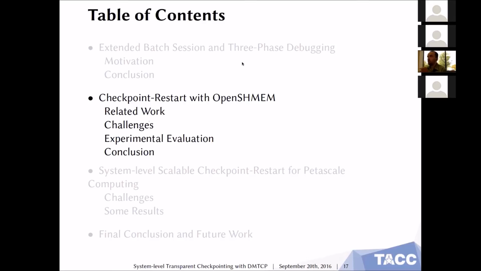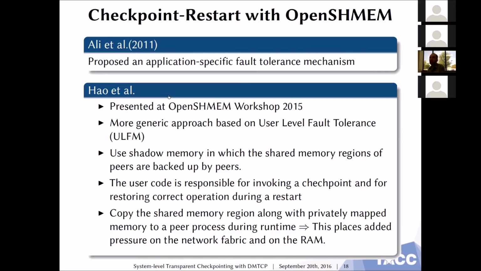Usually you don't have a lot of PE between nodes, have 1 or 2 PE per node. So checkpoint restart is not something totally new for OpenSHMEM. There is some work that was done already, but most of this work was mainly at the user level, okay?